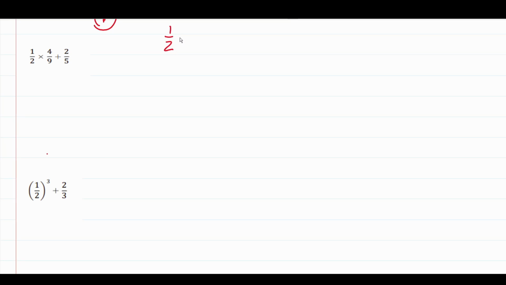So we have 1/2 times 4/9 plus 2/5. And as you can see, there are only two operations in this problem, notably multiplication and addition. According to the order of operations, which I'm going to write out very quickly over here, we do multiplication before addition. So we're going to work out this multiplication here, and then we'll deal with this addition next.